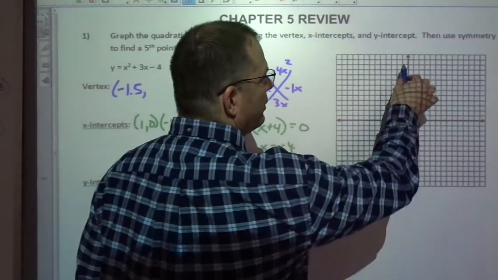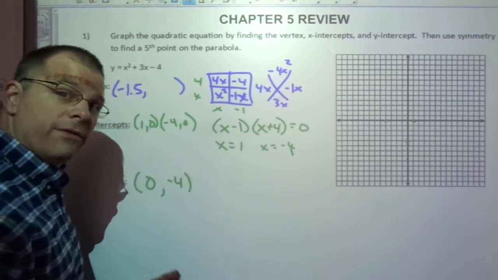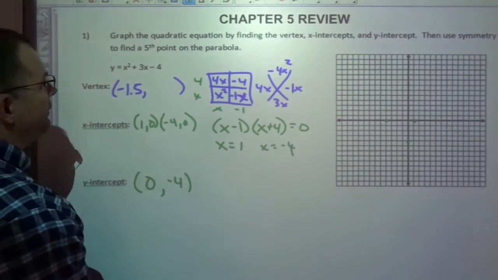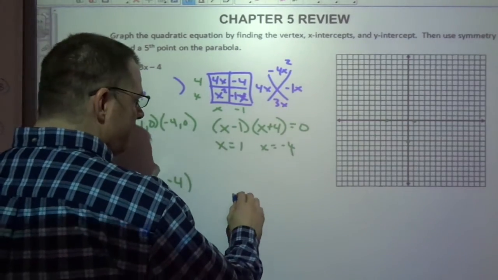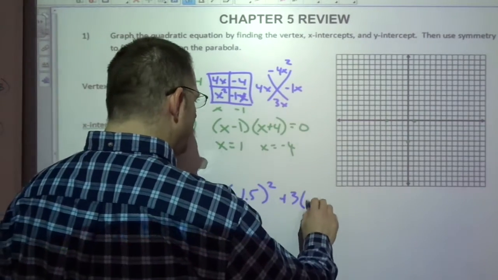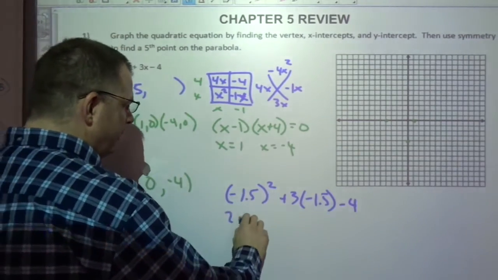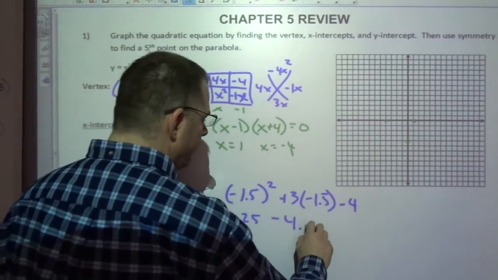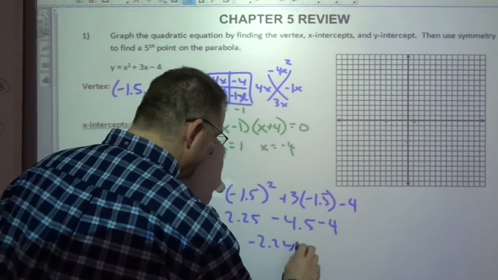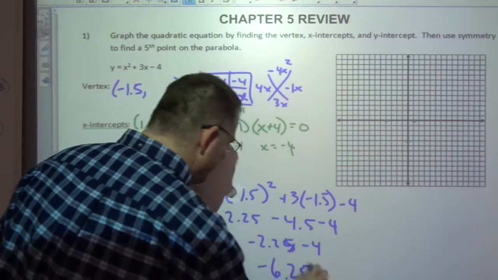So I know that's where the axis of symmetry is. That's where this is going to fall. And now I just have to find what's the y value, what's the height. So if I plug negative 1.5 into my equation, that would give me negative 1.5 squared plus 3 times negative 1.5 minus 4. This is 2.25 minus 4.5 minus 4. That's negative 2.25 minus 4, negative 6.25.